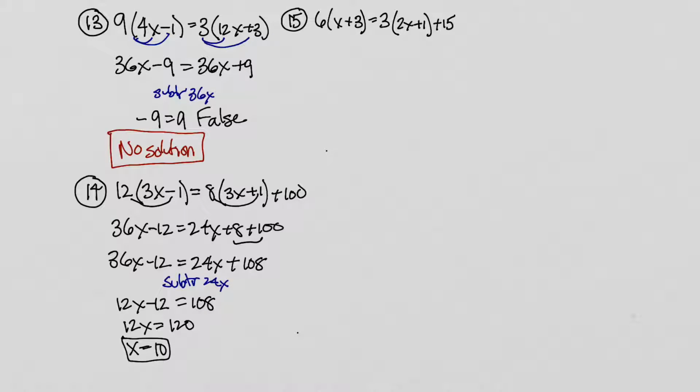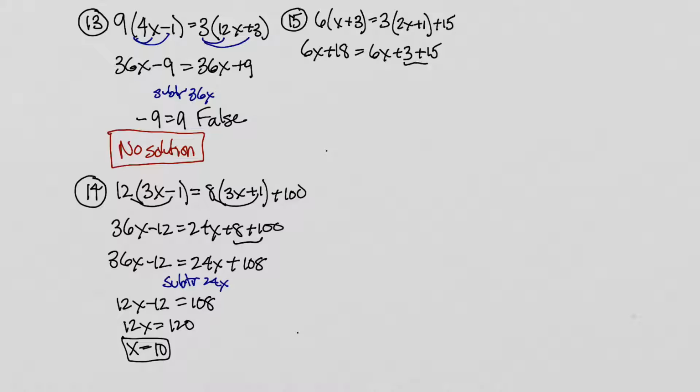In number 15, we know we're going to distribute the 6 and distribute the 3. Let's go ahead and do that. We'll get 6x plus 18. Let's write that. I'll get 6x plus 18 equals, now distribute the 3. Again, we're going to get a 6x plus 3. So something's up here. We'll get a 6x plus 3, and then we've got that plus 15 out there.